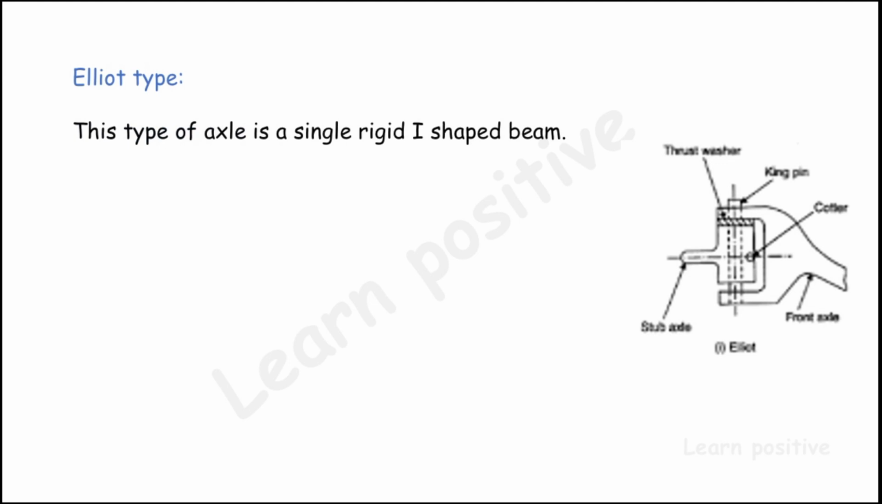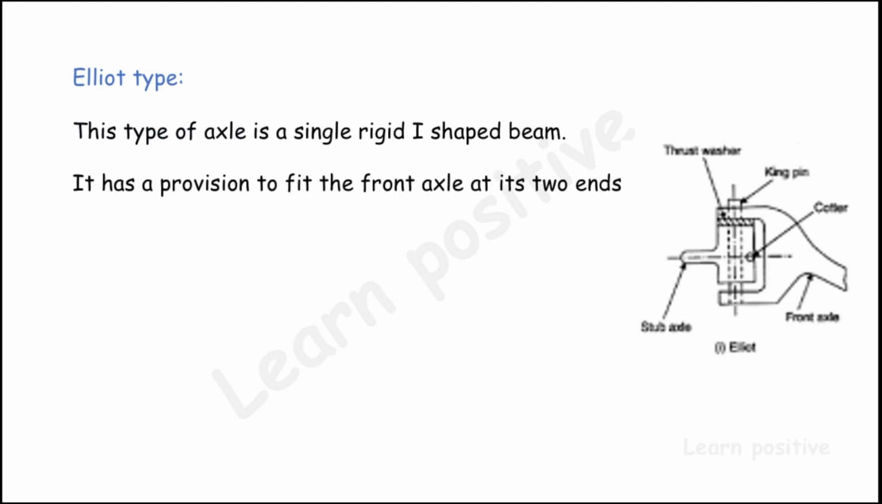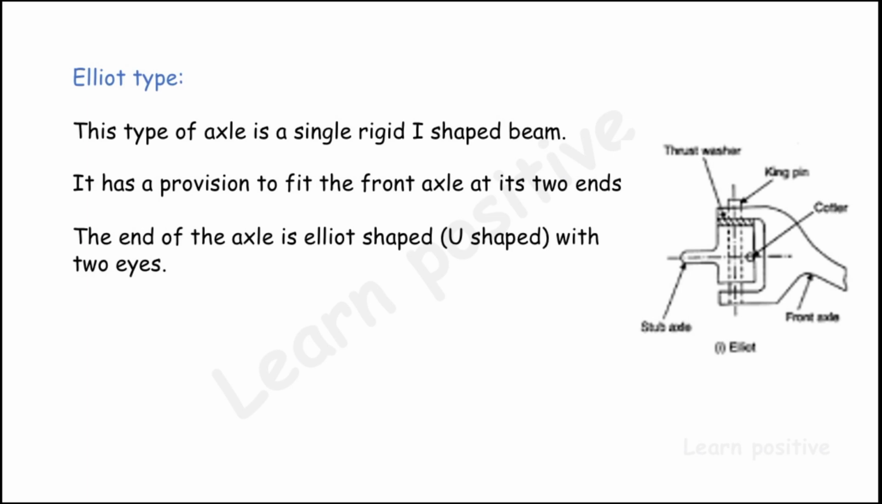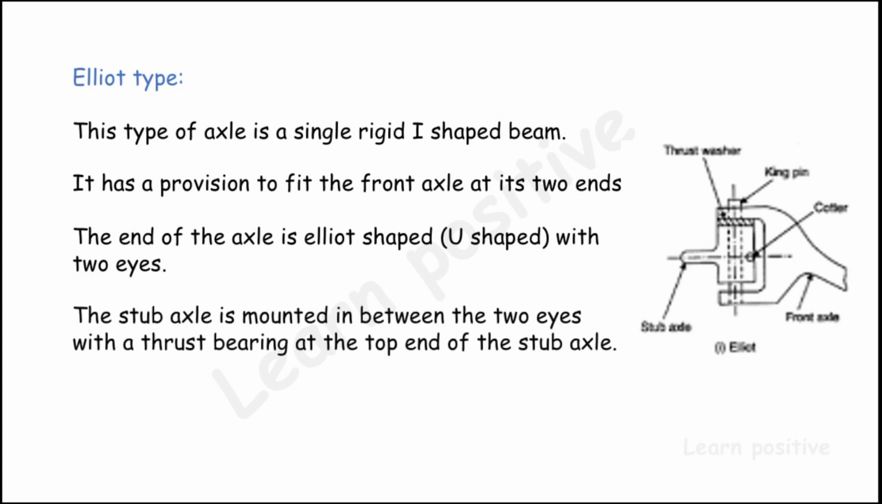In Elliott type, the axle is a single rigid I-shaped beam. It has a provision to fit the stub axle at its 2 ends. The end of the axle is yoke shaped, that is U shaped, with 2 eyes. The stub axle is mounted in between the 2 eyes with a thrust bearing at the top end of the stub axle. This type is used in cargo vehicles.